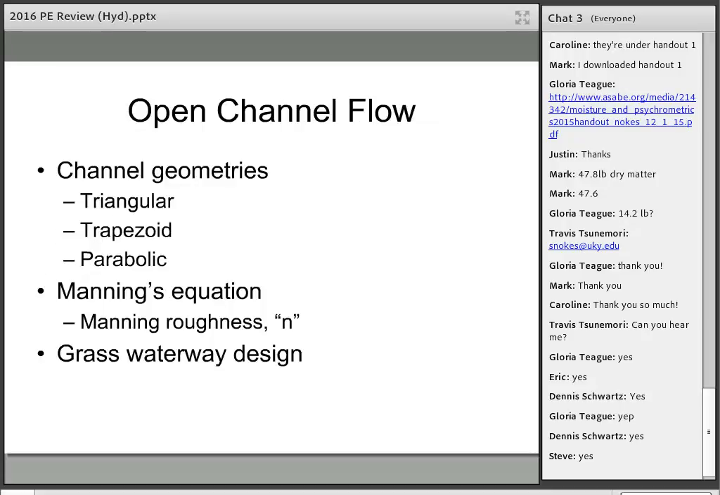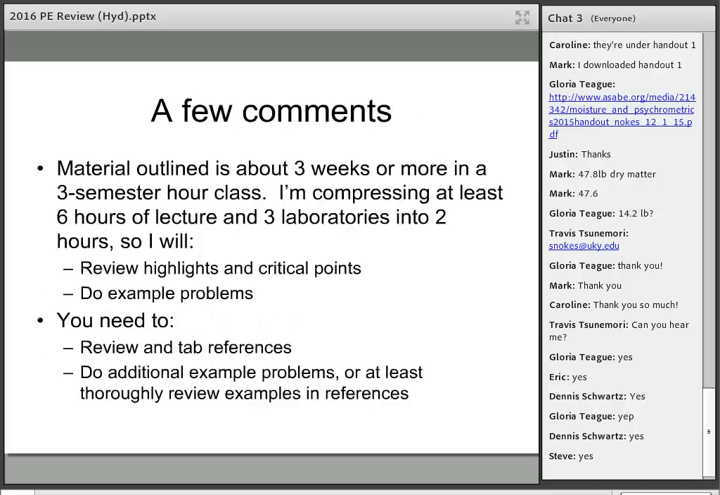And then when we get to open channel flow, we'll talk about different channel geometries, how to calculate flow using Manning's equation, and then we'll get into some rudimentary grass waterway design, so you've got that background as well.